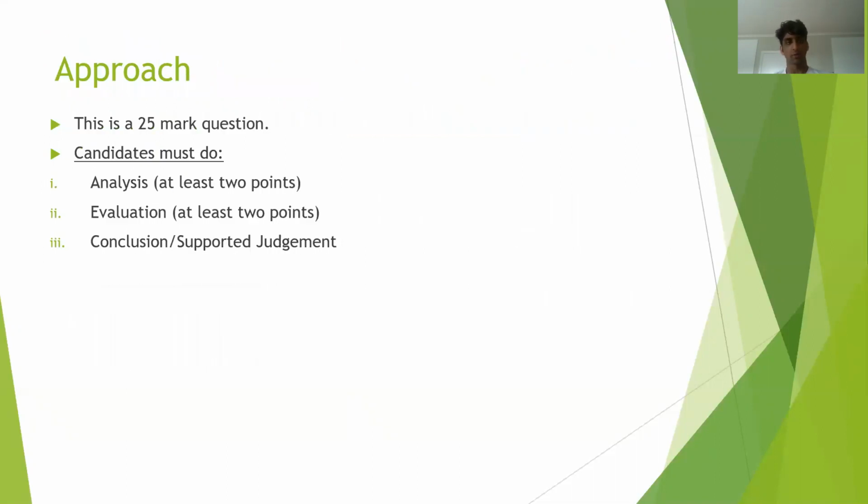Now, just quickly going through the approach. So we need to have our analysis and evaluation, ideally at least 2 points, so 2 developed points on each side. But I think what's really important is also the supported judgment. And the supported judgment is basically weighing up those arguments that you've made and saying, okay, which one is more convincing? And you have to give a justification for that.